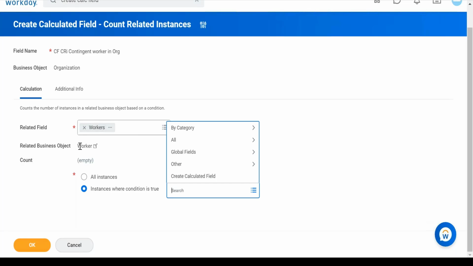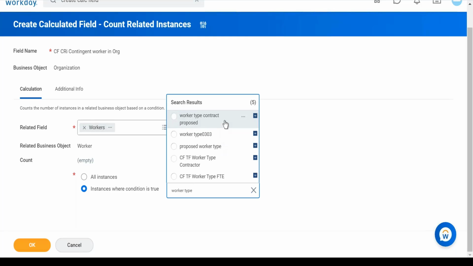Now the true and false condition should be built on the related business object. Just like extract single instance, you have to always ensure that your condition is being built on the RBO and not on the primary BO. I'm sure someone would have created this field. So let me see if someone has worker type as contingent worker, or maybe worker type contractor. Yeah, someone has already created it.